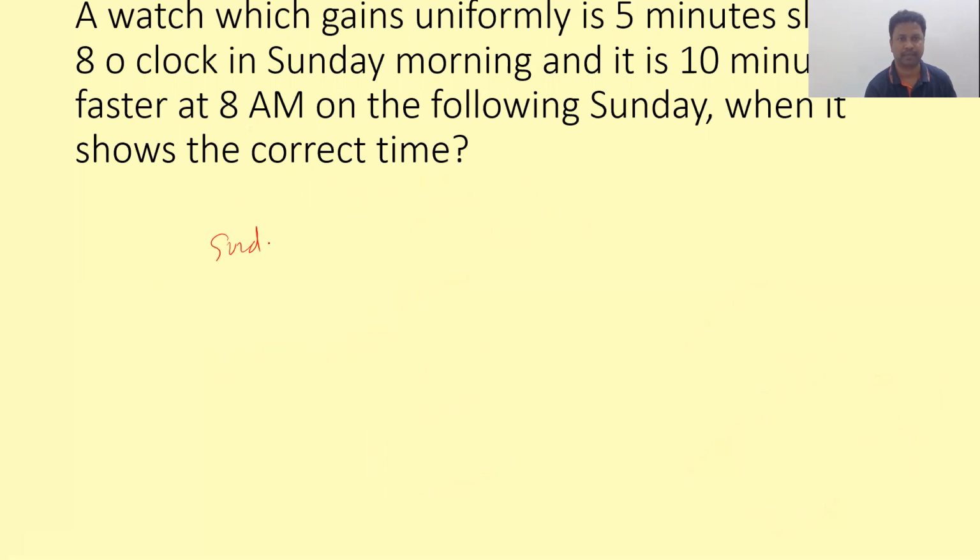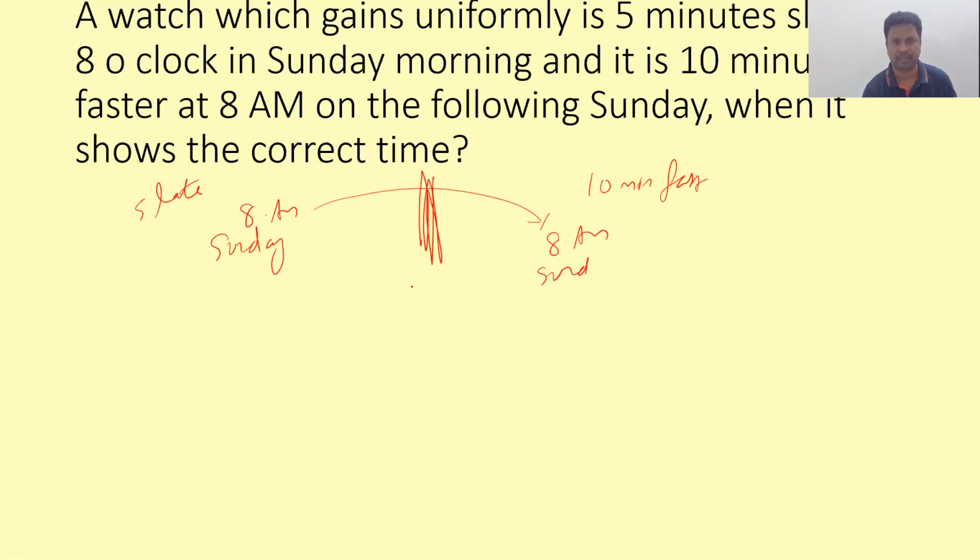On Sunday, 8 a.m., it is 5 minutes slow. On the following Sunday, 8 a.m., it is 10 minutes fast. So here 5 minutes late, here 10 minutes fast. At what time does it show the correct time? In some part of time, there will be a correct time. So that is the question asked here.